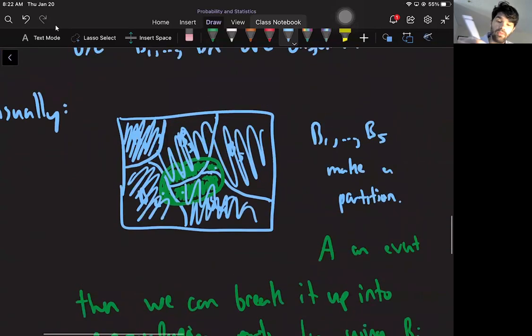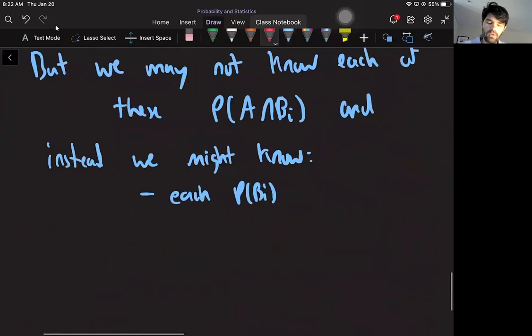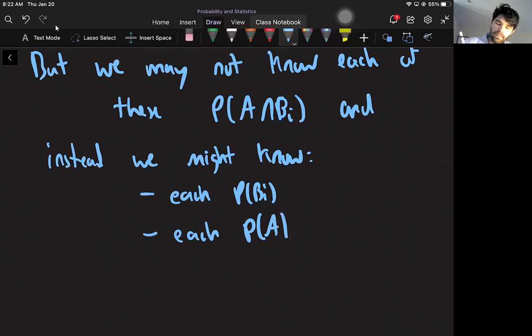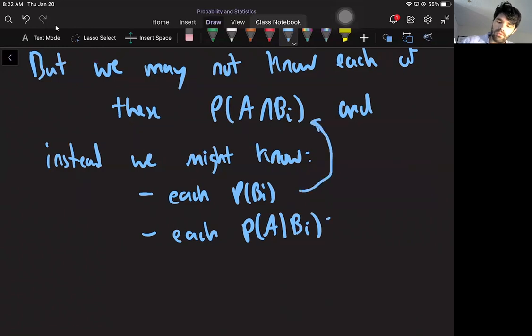But if we know conditional probabilities, then what we know is the proportion of this, for example, within the greater B. That's what the conditional probability is. So if we know each of these and we know the conditional probabilities, which is the proportion of A inside of each of the Bi's, then we could put those together, because remember that those two are related to this, to get another equation.